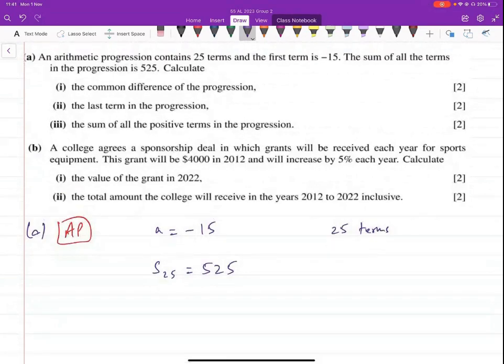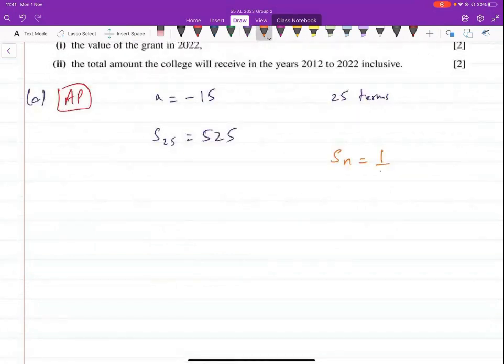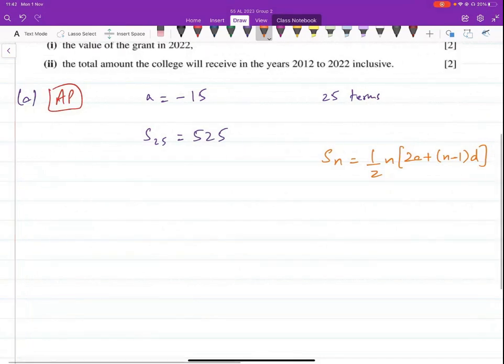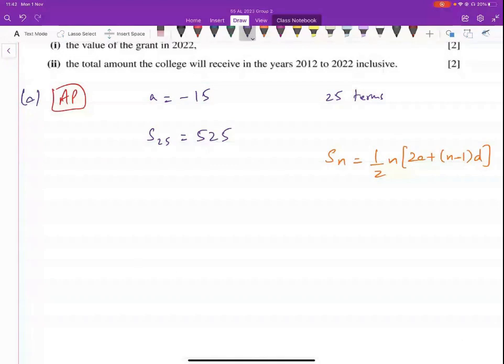We've got A. We've got sum to 25 terms. That's 525. We have to find the value of D. So remember which formula has all of these things, A, D, and S. Sum formula, that's the one that's without the last term, right? So वो वाला formula यहाँ पे apply कर देंगे. We've got Sn equals half n into 2a plus n minus 1 times the difference. You will see this will be the more common formula that you use for the sum. Last term वाला बहुत rarely use हो रहा होता है.